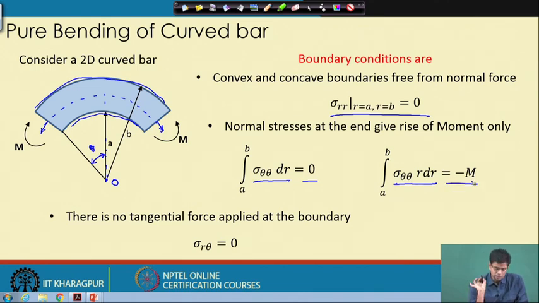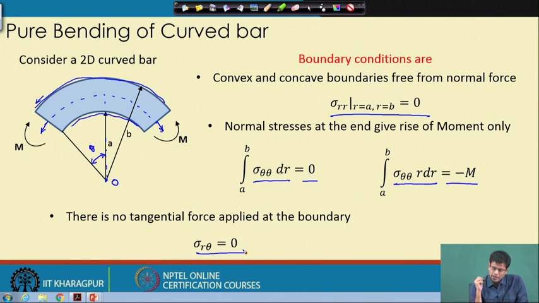So, this is another boundary condition, and there is no tangential force applied at the boundary. There is no shear force actually acting, or essentially this kind of tangential force is not acting. So, sigma r theta is 0. With these boundary conditions, we want to solve this problem.